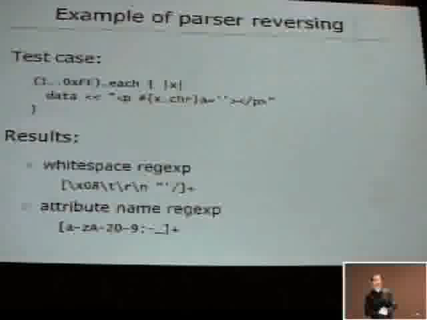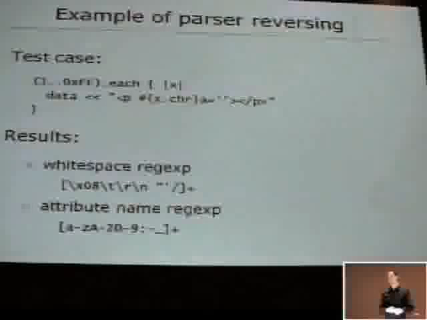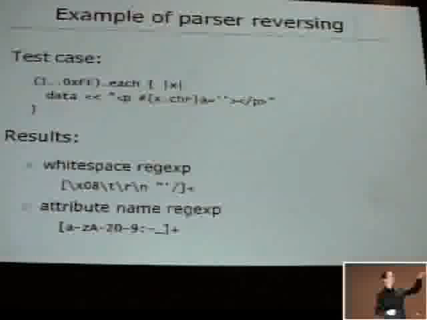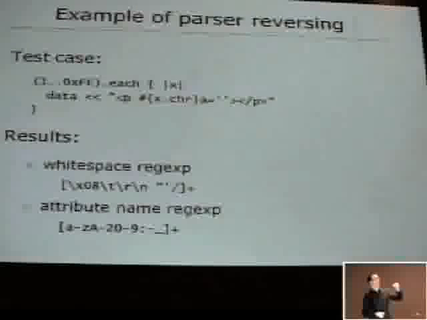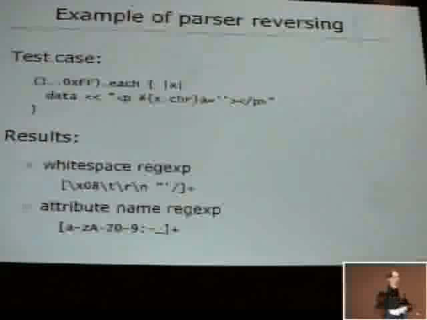So let me give you a little example of exactly what kind of test case you would send and what you would learn from that test case to update your model. This is some Ruby code that goes through all bytes from 1 to 255, and it iterates through these bytes, and it mutates a piece of HTML. So the part that's shown in red there will be replaced with each value of the byte.